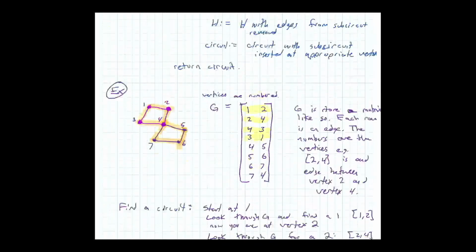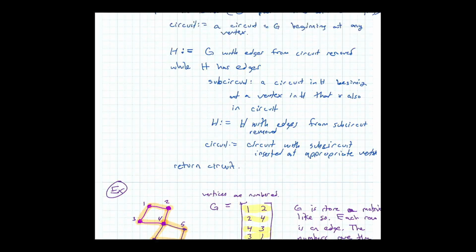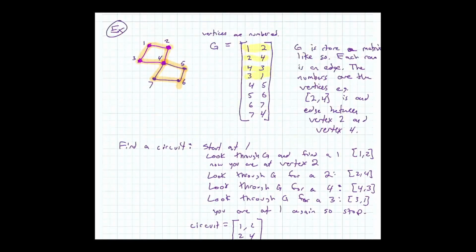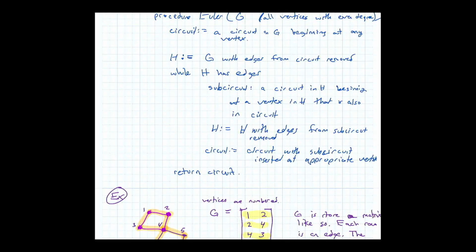Right? So this is what you have for your variables. What's H? Oh, H is that, right? H is G with the circuit removed. That is H. All right, so now you've got H and you've got a circuit. And you also have G. So then what you do is, while H has edges, we go through the same process. Subcircuit is a circuit in H, beginning at a vertex in H that is also in circuit.